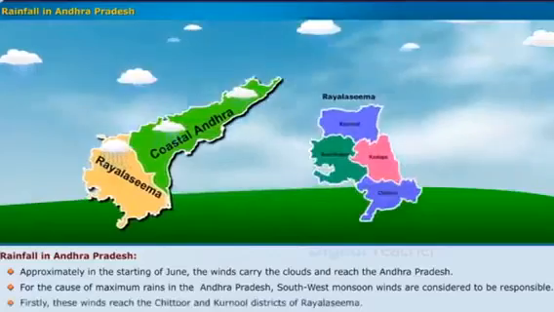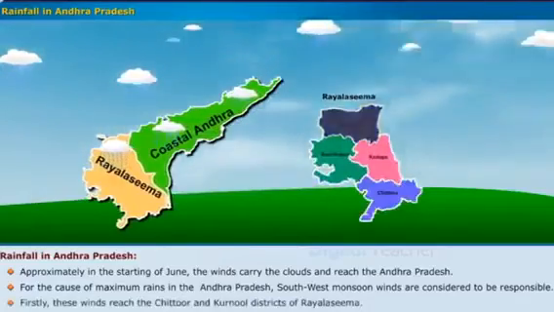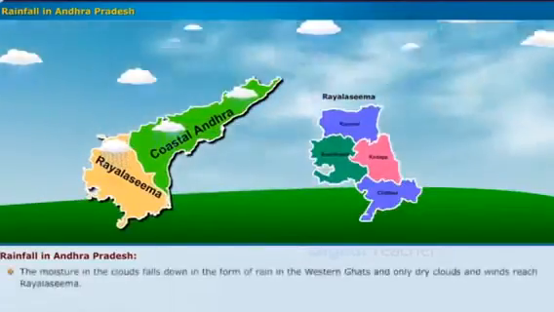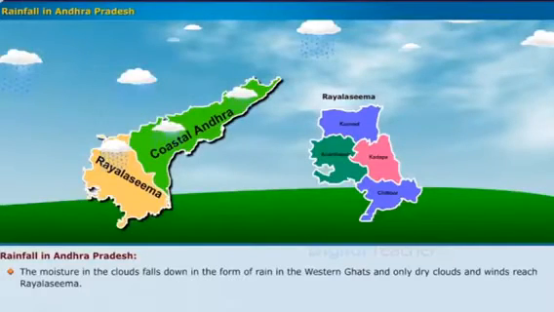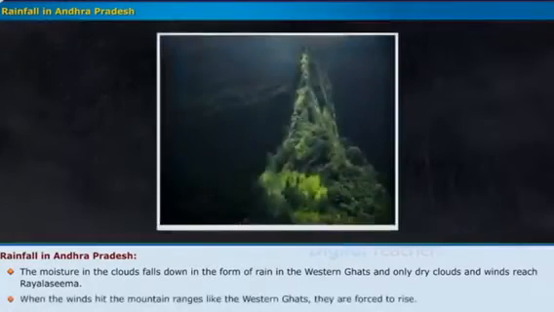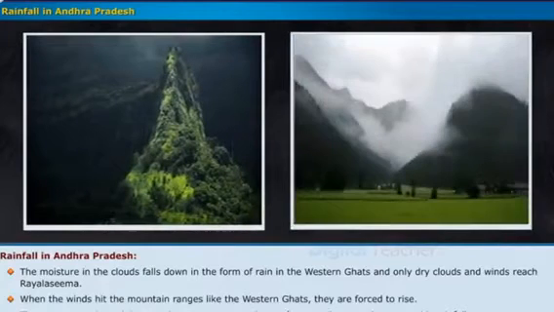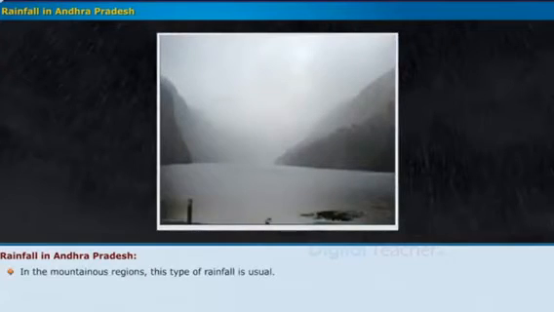Firstly, these winds reach the Chittoor and Kurnool districts of Rayalaseema. The moisture in the clouds falls down in the form of rain in the western Ghats and only dry clouds and winds reach Rayalaseema. When the winds hit the mountain ranges like the western Ghats, they are forced to rise. These rising winds cool down and water vapor condenses faster and causes the orographic rainfall. In the mountainous regions, this type of rainfall is usual.